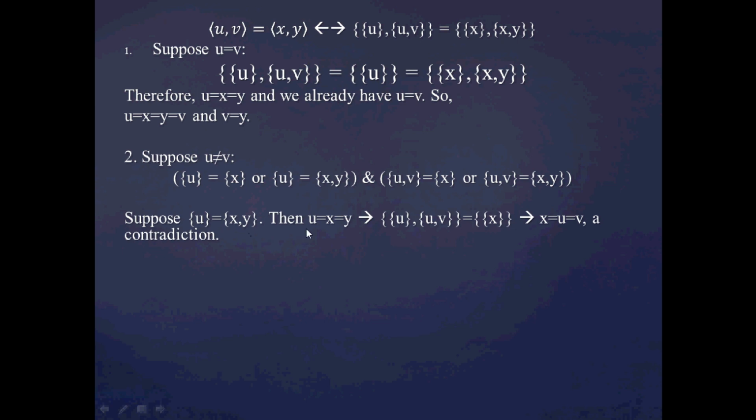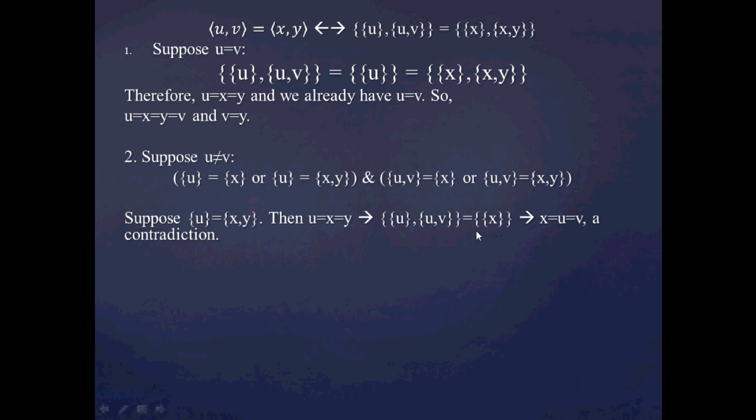This statement implies that u is equal to x, which is also equal to y. And this in turn implies that the set containing, first the set containing u and the set containing uv, is equal to the set containing x. Why is that true? Because x is equal to y, and if I go up to this big set, I can just substitute x in for that y there, so I get this double braces x.